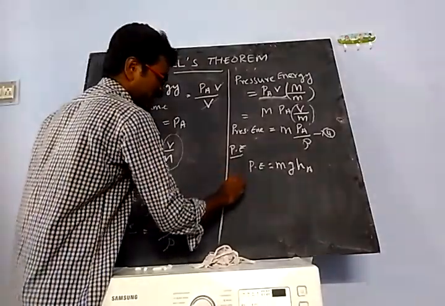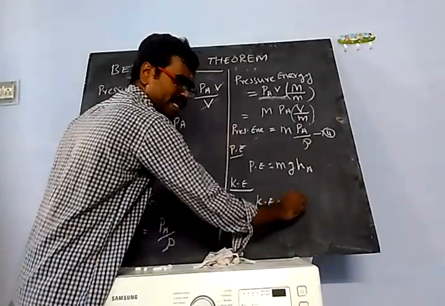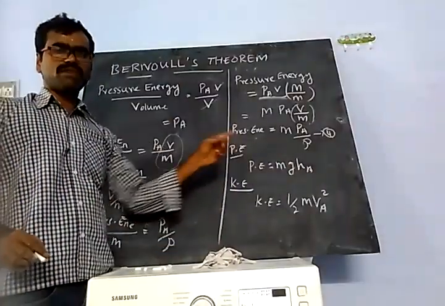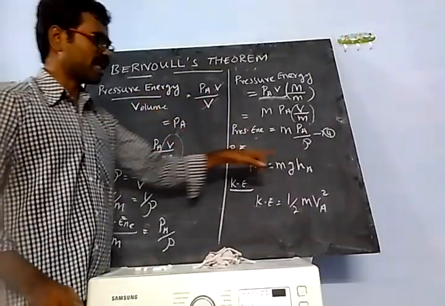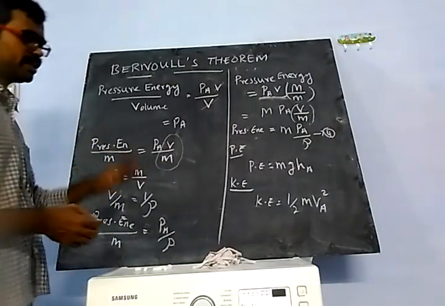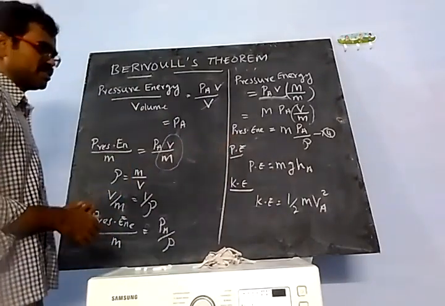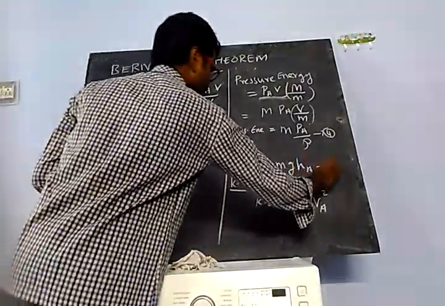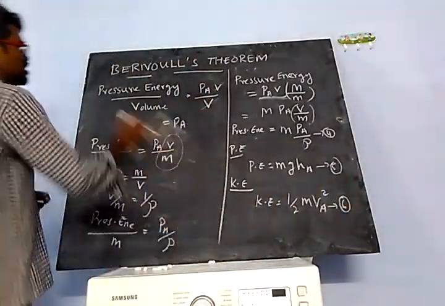Then next, kinetic energy of the liquid. What is the formula? Kinetic energy is equal to half m v square. Here m is the mass of that liquid, h is the height of the pipe from the ground at the point A, and v_A represents the velocity of the liquid at the point A. So potential energy, kinetic energy and pressure energy: you can sum up these three energies. So this is equation number 5 and this is equation number 6. You can add these three equations.